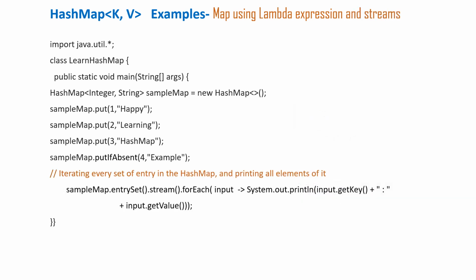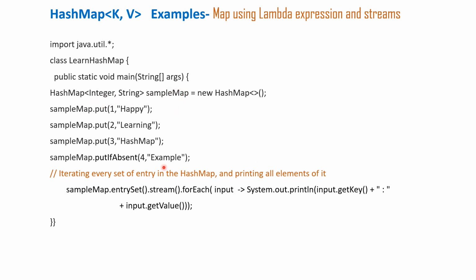And map using lambda expression and streams. Obviously, if you are aware of lambda expressions, and you have any requirement or conditions to apply on the map, then obviously we need to have streams also for that, right? So let's see how we will use streams as well as the lambda expression on the map.